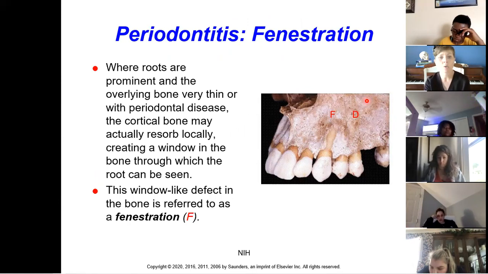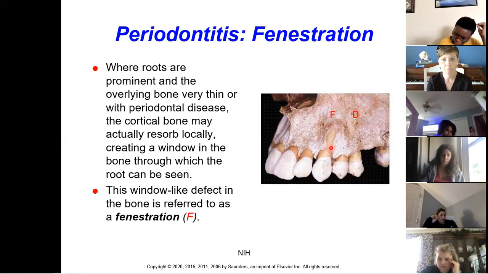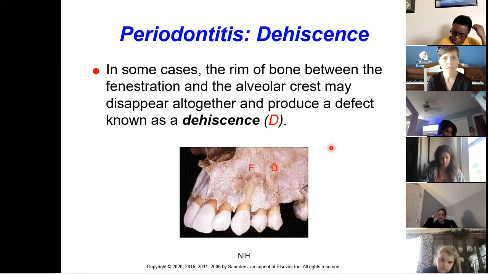Fenestration is when the cortical bone starts to resorb and gives you a little window, and you can see how it starts to thin out, and you start to be able to see that buccal surface of the tooth or of the root. All right.